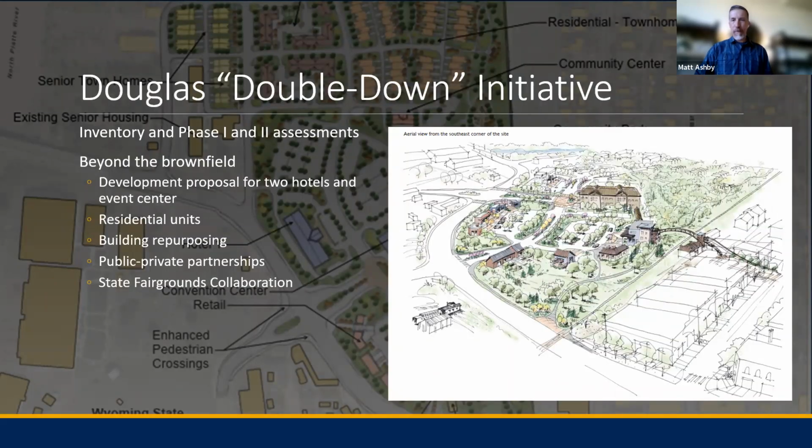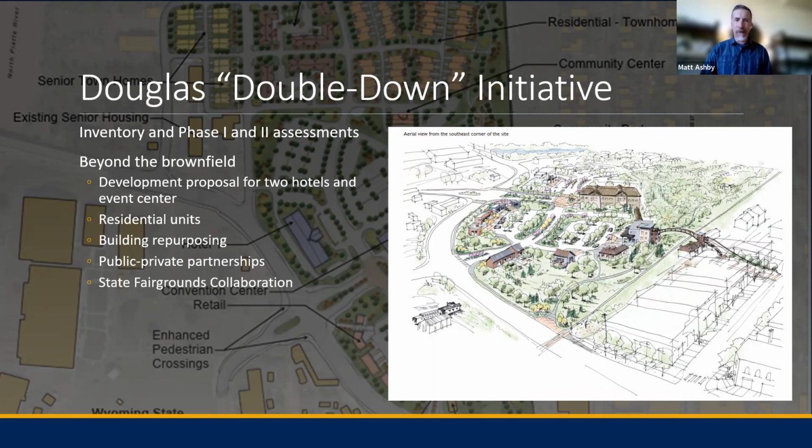We'll move to one more before I hand it over to Keely. This is the Douglas Double Down Initiative, and I did notice that there were a number of folks from the West Virginia area. Douglas is also a coal community where they are basically dealing with the transition from coal as a primary driver of their economy and looking to try and transition and shift to new opportunities.